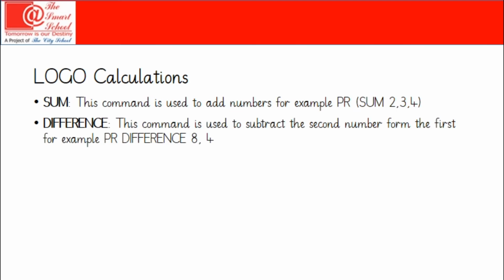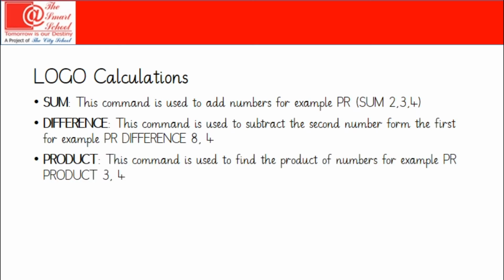Difference command is used to subtract the second number from the first number. For example, print difference 8, 4. It will subtract 4 from 8 and it will show you 4 in the command list box.